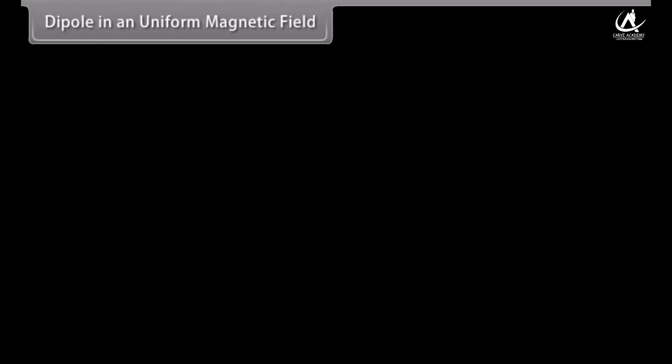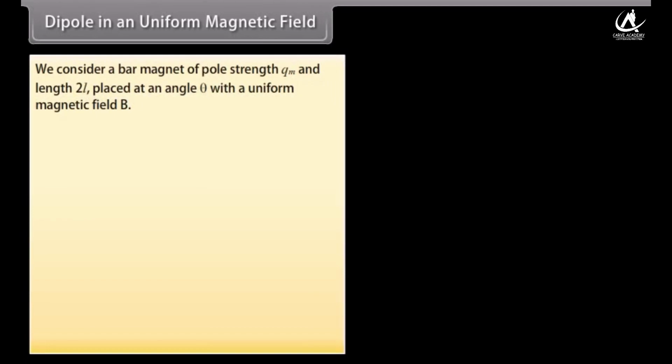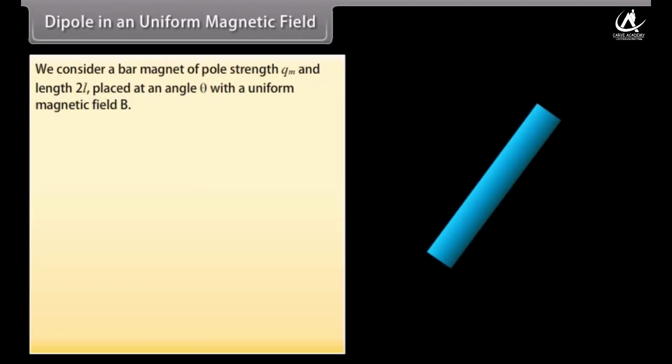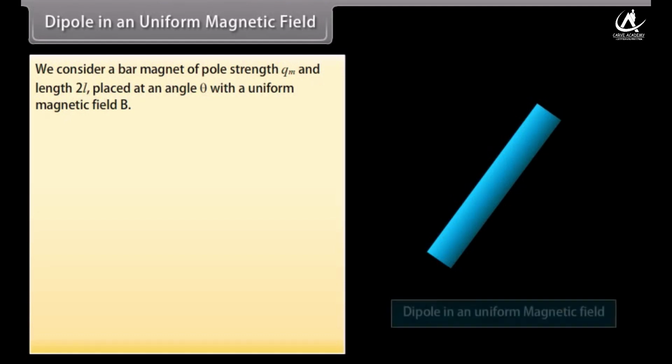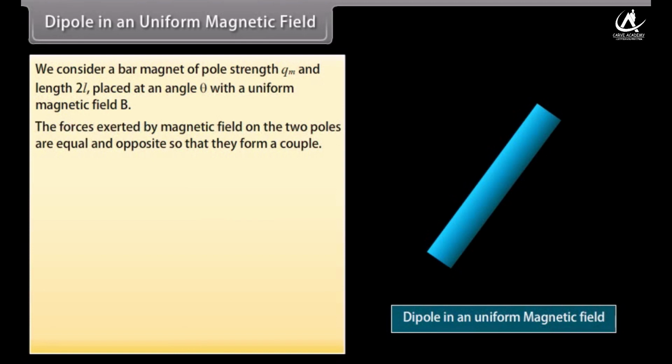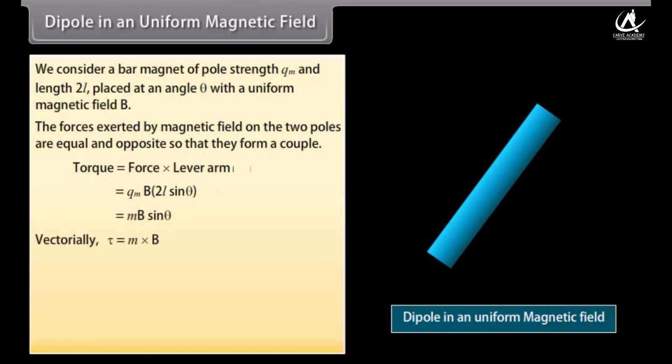Dipole in a uniform magnetic field. We consider a bar magnet of pole strength Qm and length 2L placed at an angle theta with a uniform magnetic field B. The forces exerted by the magnetic field on the two poles are equal and opposite, so that they form a couple. Torque is equal to force into lever arm. By putting the values in the above equation, we get the value of torque equal to mB sin θ. Vectorially, it is represented as τ equals the cross product of m and B.